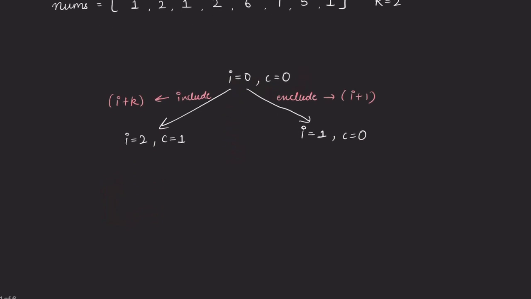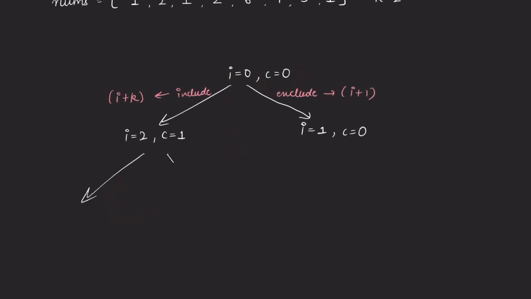Now again, for this index 2, again we are having two choices. One is that we include it. If we include it, then our index will become I plus k, that is 2 plus 2, that is 4. I will become 4 and count will become 2 because we have included a subarray, right? And if I don't include it, then I will move to the next index, that is I equals to 3, and my count will be 1 only, right?